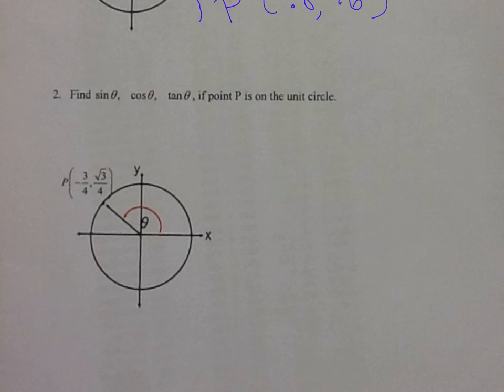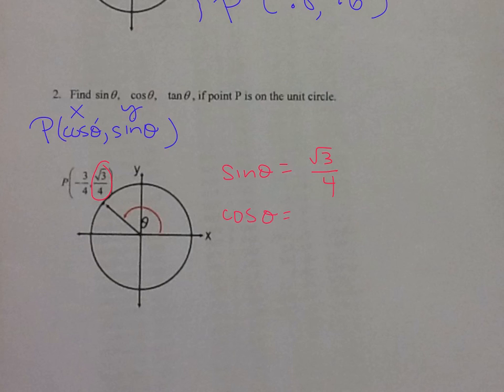Okay, so let's take a look at number 2. It says find sine, cosine, and tangent if P is on the unit circle. Remember, point P on the unit circle is cosine theta, comma, sine theta. And remember, your point is (x, y). So therefore, sine theta is your y value. What is my y value? Square root of 3 over 4. That's what sine theta is equal to. Cosine theta is your x value, and my x value is negative 3 over 4.